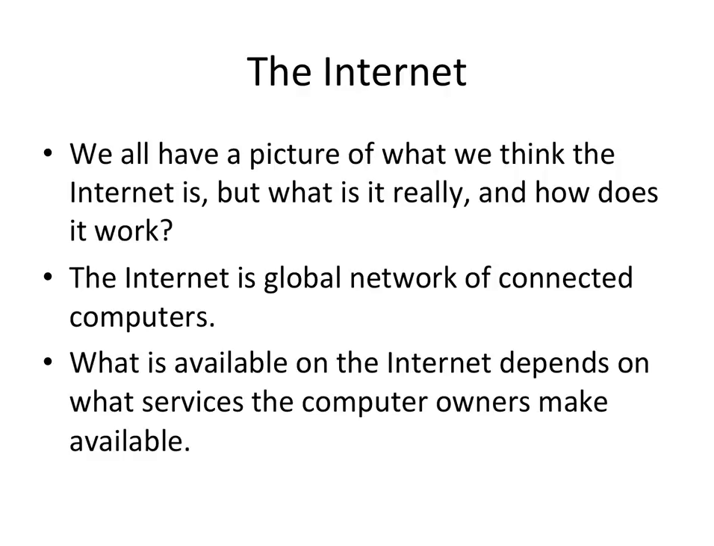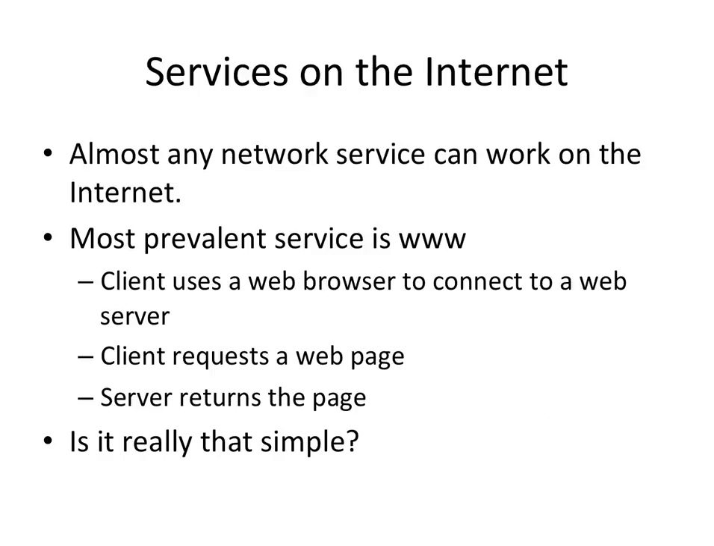The most prevalent service we access on the internet is a web server, but there are other services out there, such as mail services, DNS services, other file transfer services, remote connection services such as SSH and Telnet. So pretty much any network service can work on the internet, but like I said, the most prevalent service people think of when they think about the internet is the World Wide Web. So how does that work, and why is that important to us?